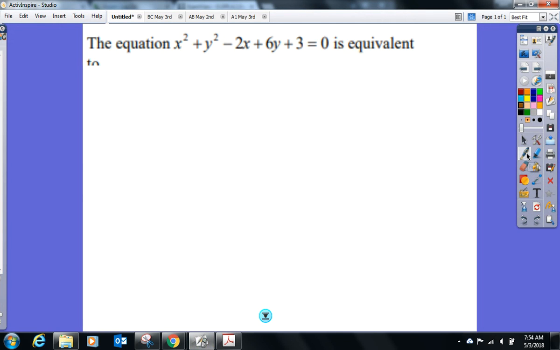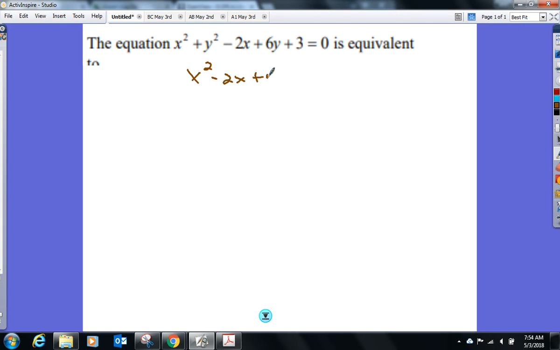So completing the square. I'll move the 3 over, group my x's together, x squared minus 2x, group my y's together, y squared plus 6y, and boot that 3 over so I end up with negative 3. Everyone ready to help me complete the square twice now? One for the x's, one for the y's.